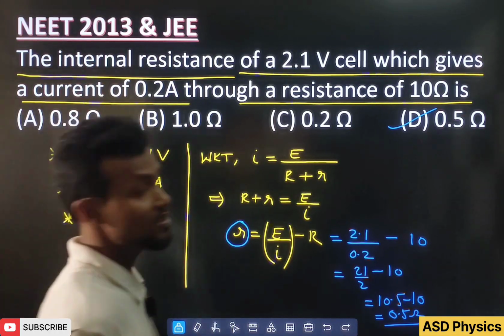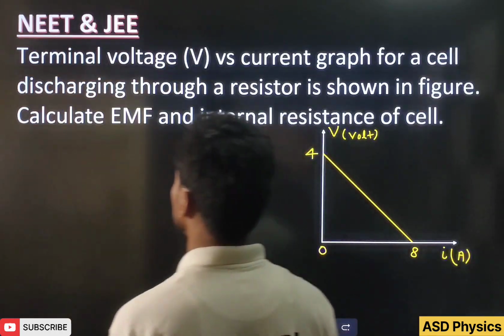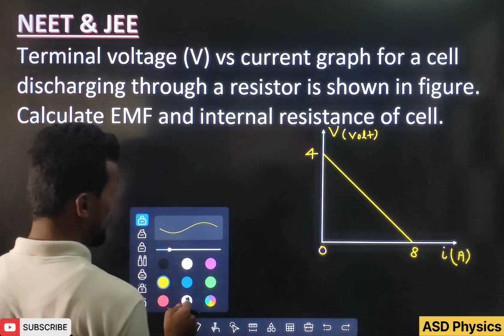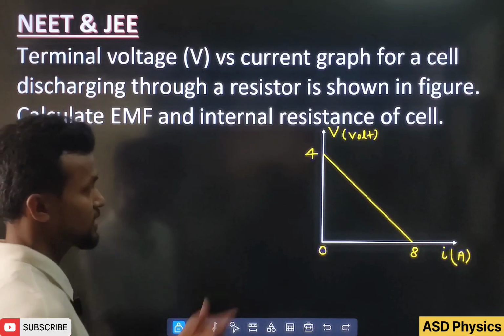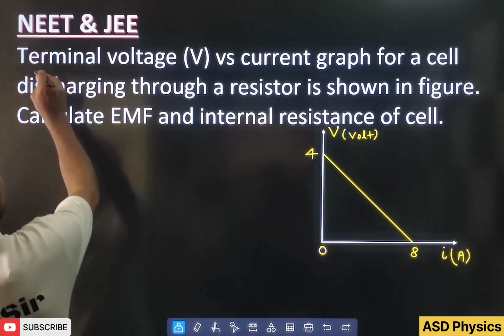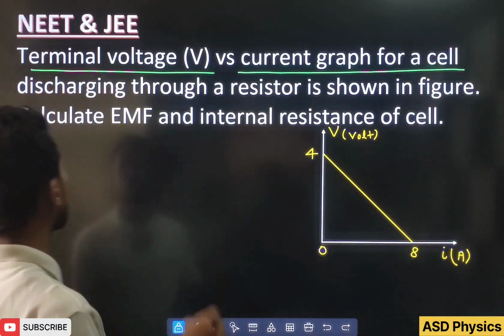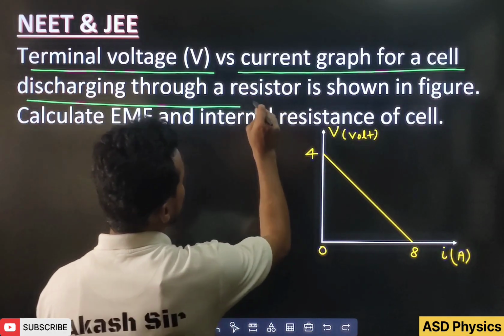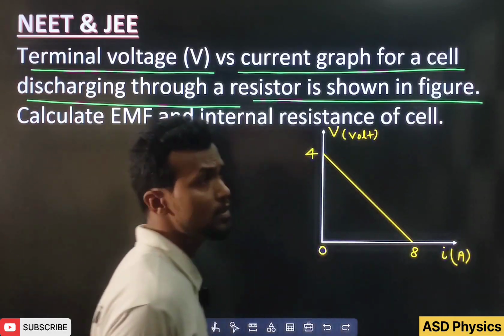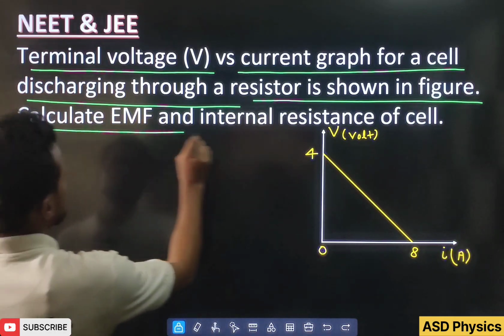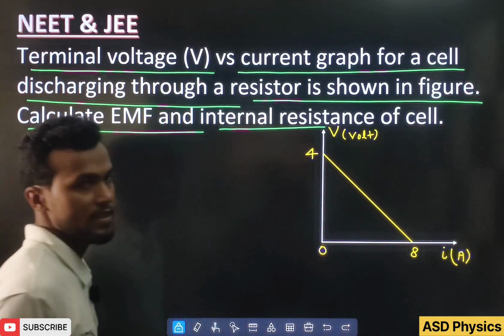Now, students, let's see here. This is a very important question, okay. See, a discharging situation here. The terminal voltage versus current graph for a cell discharging through a resistance is shown in the figure. Calculate the EMF and internal resistance of the cell.